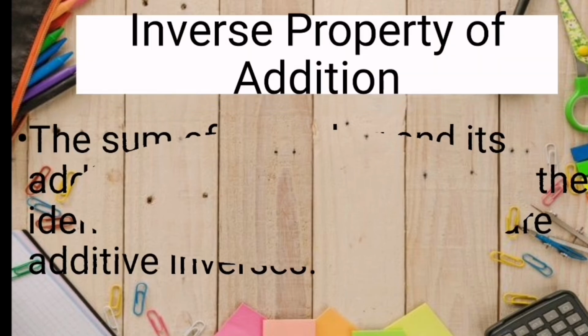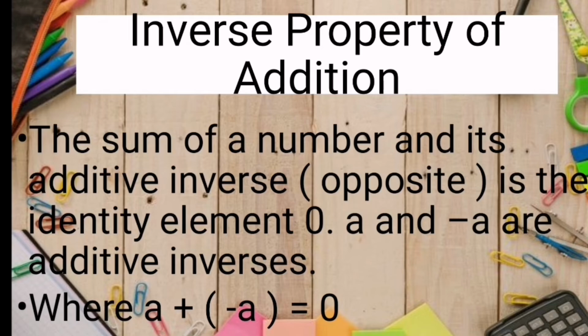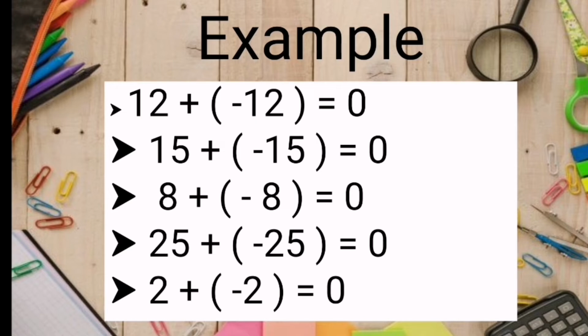Inverse property of addition. The sum of a number and its additive inverse (opposite) is the identity element 0. a and negative a are additive inverses, where a + (negative a) is equal to 0. For example, 12 + (negative 12) is equal to 0. 15 + (negative 15) is equal to 0. Then 8 + (negative 8) is equal to 0. 25 + (negative 25) is equal to 0. 2 + (negative 2) is equal to 0.